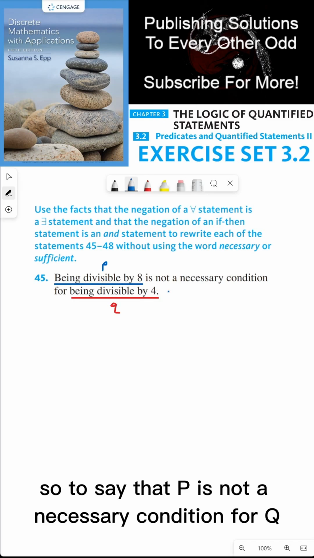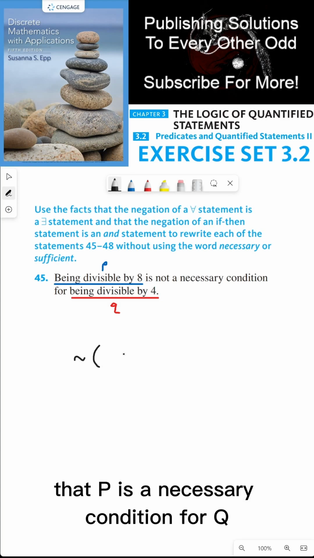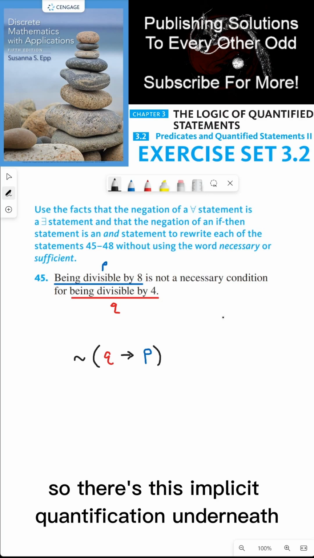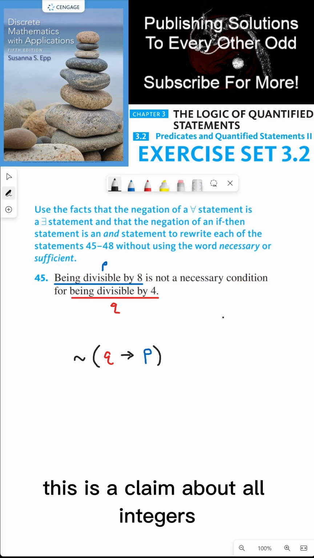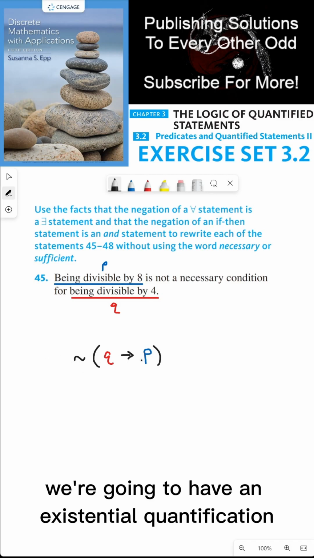So to say that P is not a necessary condition for Q, that means that it is not true that P is a necessary condition for Q. So P being a necessary condition means that Q implies P. So there's this implicit quantification underneath these statements. And this quantification is universal. This is a claim about all integers. That means when we negate the statement, we're going to have an existential quantification.